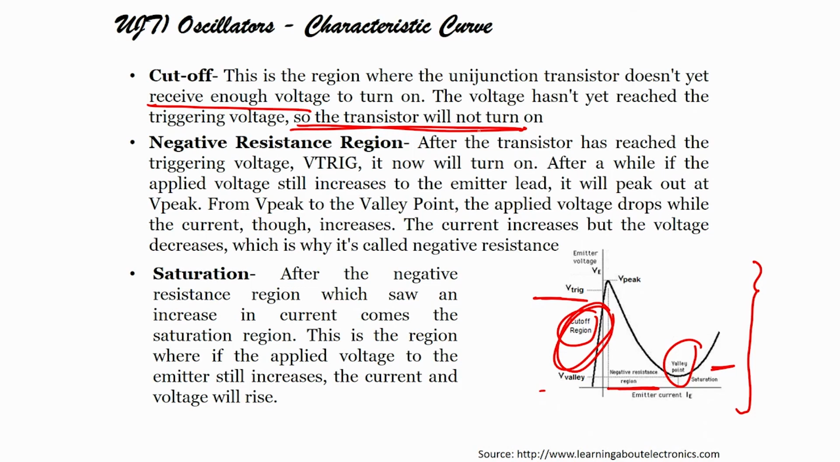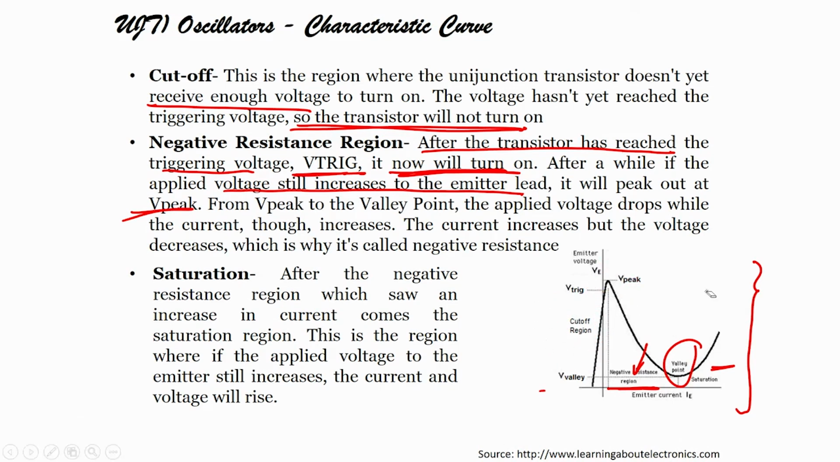Now, why is this called the negative resistance region? When you apply a voltage, the resistance should increase or decrease. Suppose a particular resistance value, you keep on applying voltage, what will be the curve of I? Understand that. It is negative resistance because after the transistor has reached the triggering voltage, V trigger, it is turned on. After a while, if the applied voltage still increases at the emitter lead, it will peak out at the voltage V peak, it will reach here. So initially it is turned off, then it reaches the cutoff region, where the voltage has not reached the triggering voltage, so the transistor will not be on.